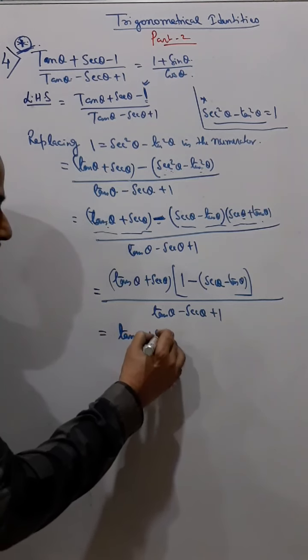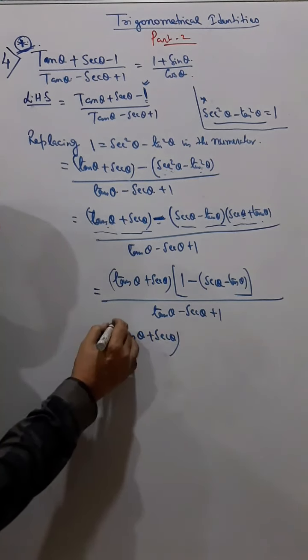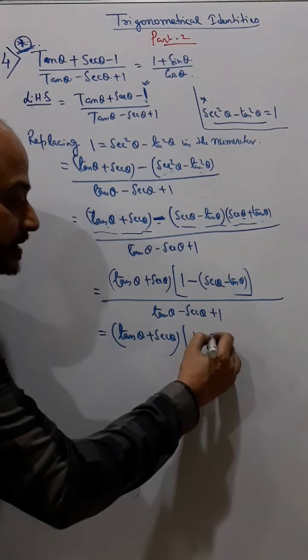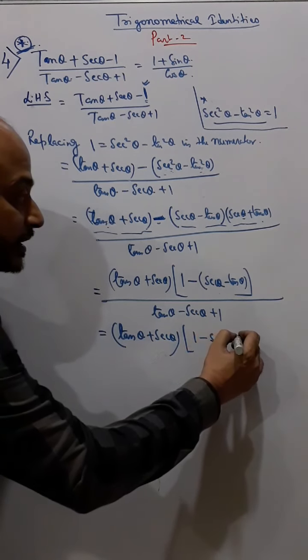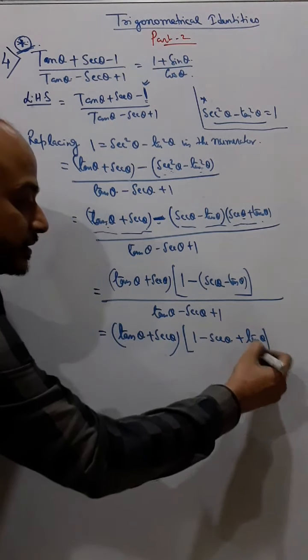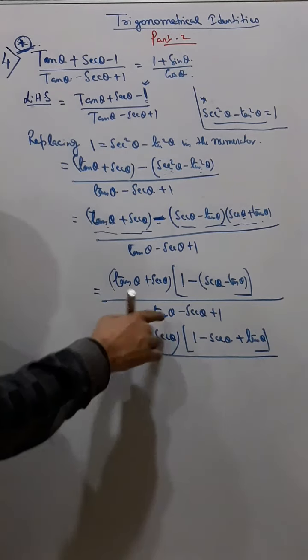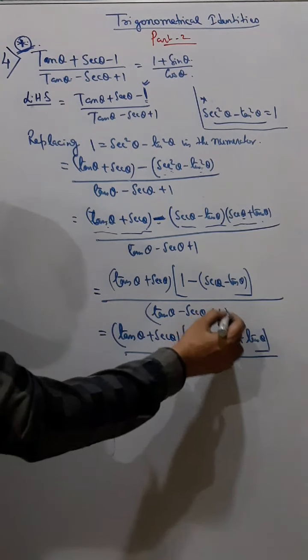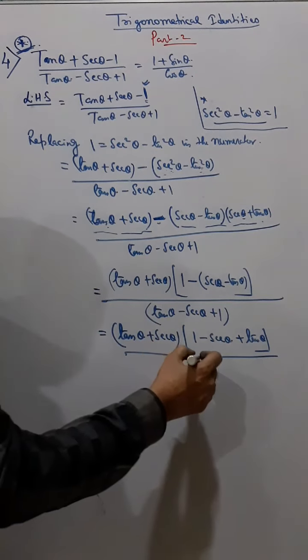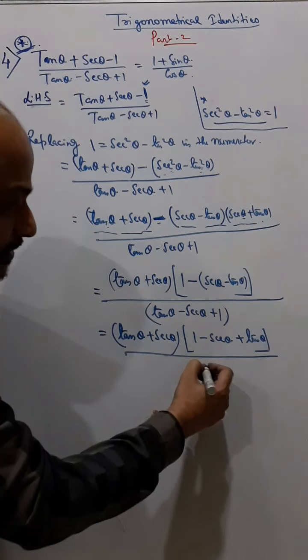And now see, tan theta plus sec theta, then you have 1 minus sec theta plus tan theta, right? And if you see in the denominator, you have the same thing, okay? In the denominator you have the same thing, right? What?